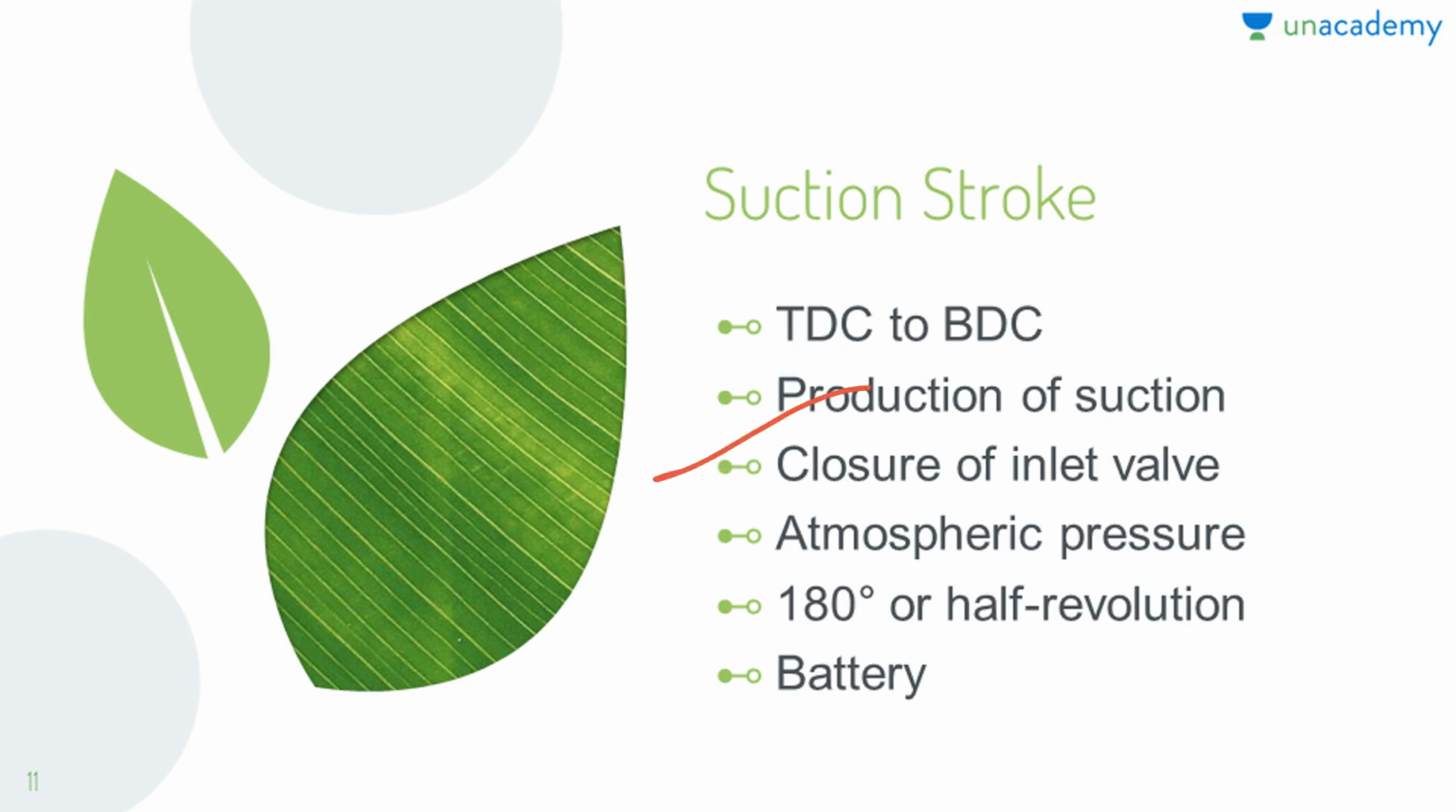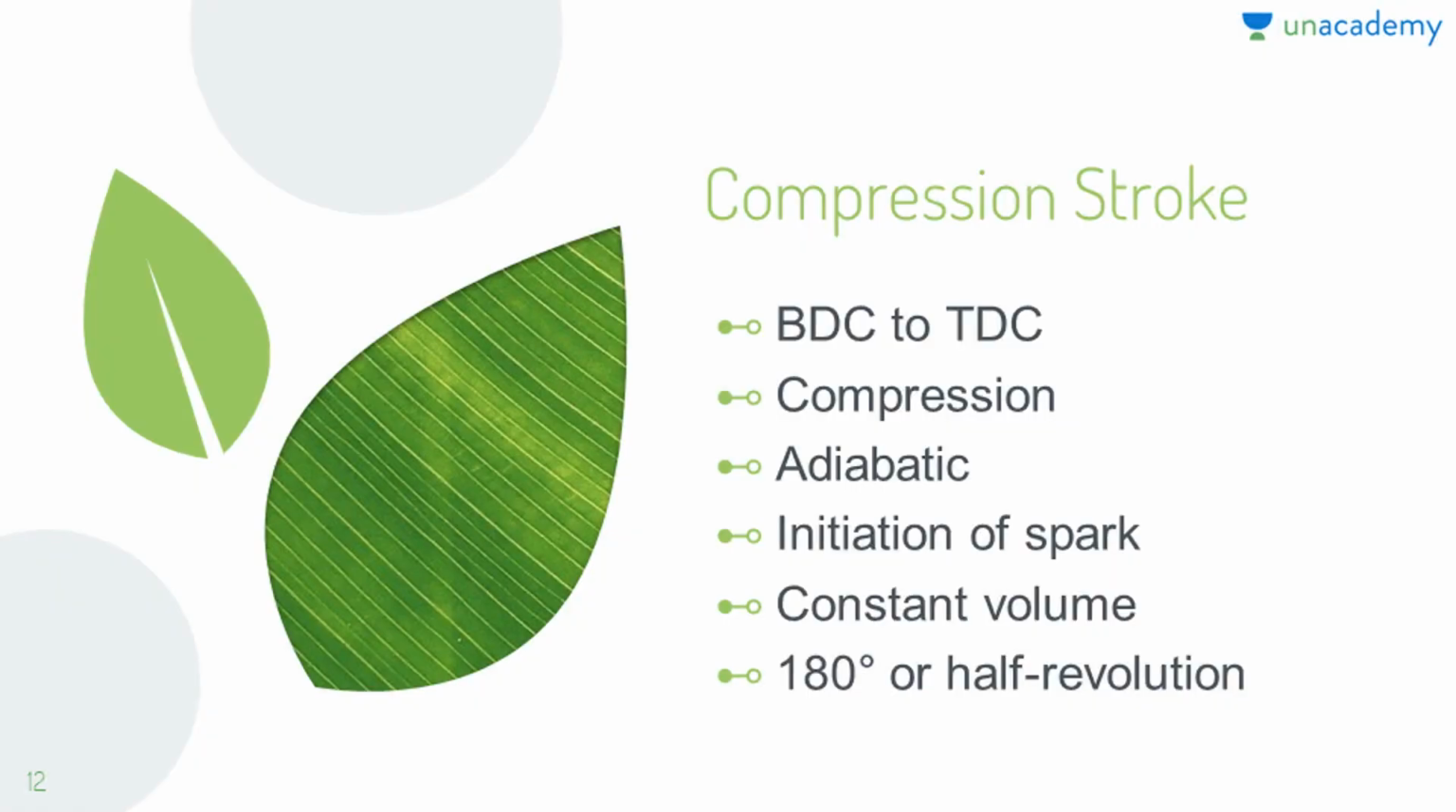The suction of air takes place at atmospheric pressure and is represented by the line AB on the PV diagram, which I will show in the PV diagram. And once the stroke is finished, the crankshaft rotates around 180 degrees or half a revolution of the full engine. The energy required for the piston movement is taken from a battery.